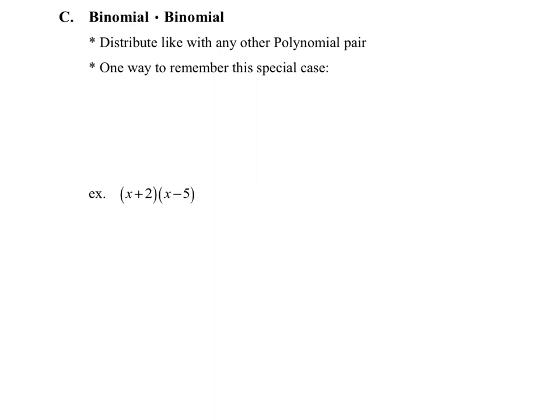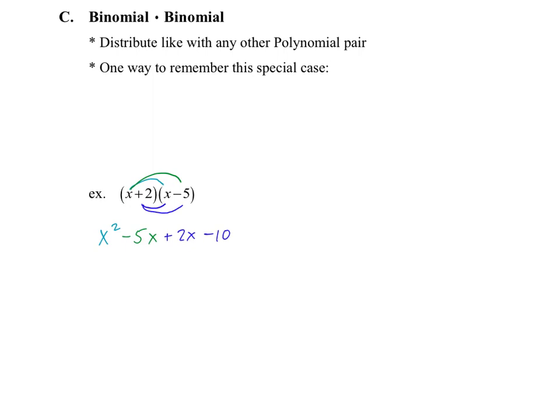So we could distribute like we do any polynomial pair. And by that, I'm saying, well, we could do x times x. That gives me a x squared. Then we could do the x times the negative 5, which gives me a negative 5x. And then we could do the positive 2 times x. So instead of doing all my lines up on top, I'm going to do a couple down below just to make it look a little neater. So plus 2x. And then we could do the positive 2 times the last clump and give me a negative 10.